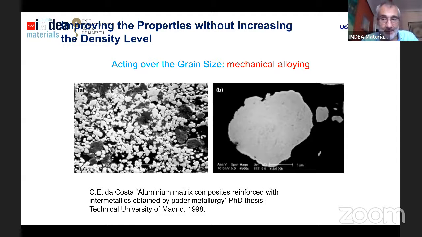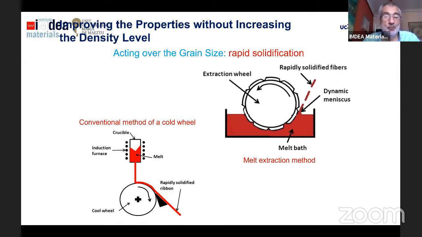Here we have, for instance, one example of what I want to try to explain. If we use, for instance, mechanical alloying, we obtain particles, powders, with a very fine size of the grains. So that means that after sintering, if we start from a grain size in the order of nanometers, of course, during sintering we will increase this grain size, but much less than in any other alternative. Other ways to reduce the grain size is using rapid solidification. These are some methods to produce rapidly solidified particles, or in this case, small fibers that later can be ground to obtain powders. But in these ways, we can get a really, really fine grain after the process.